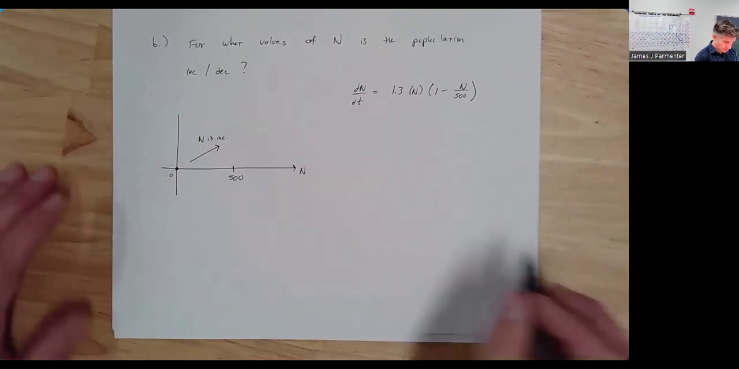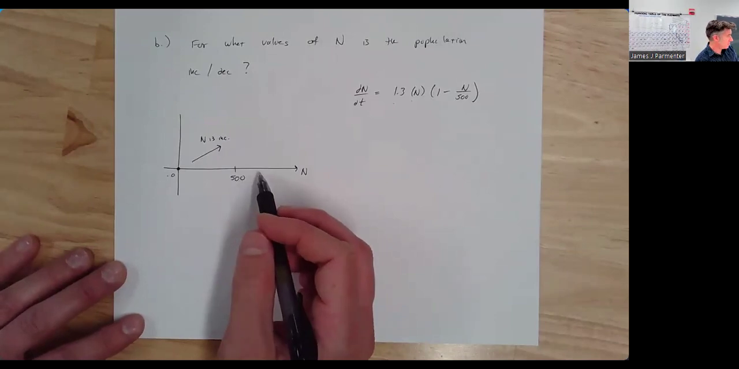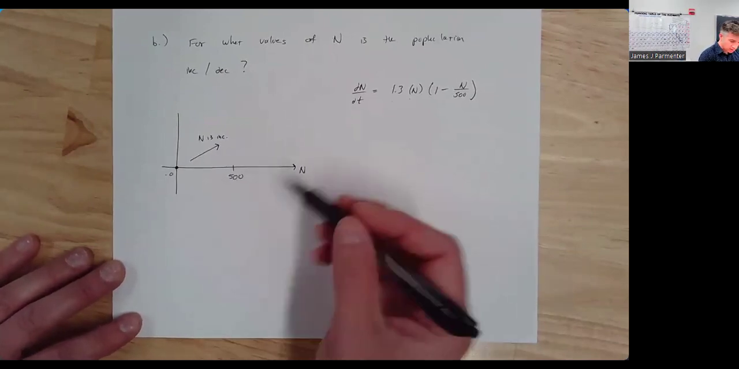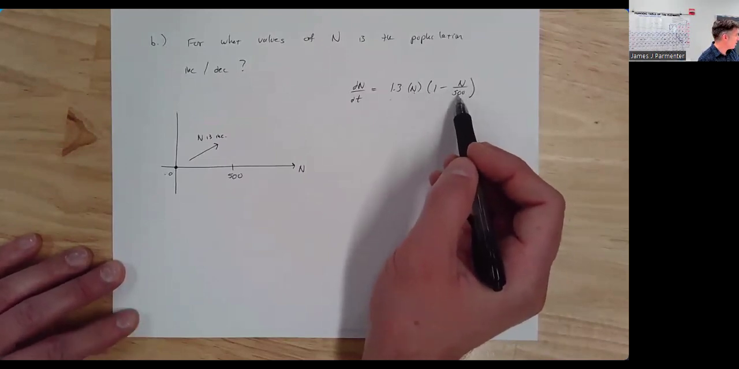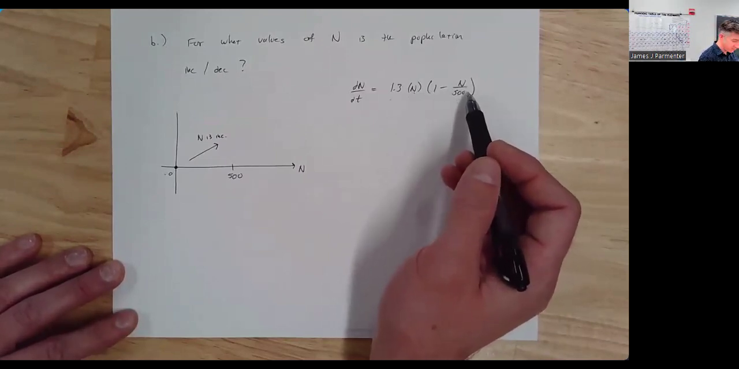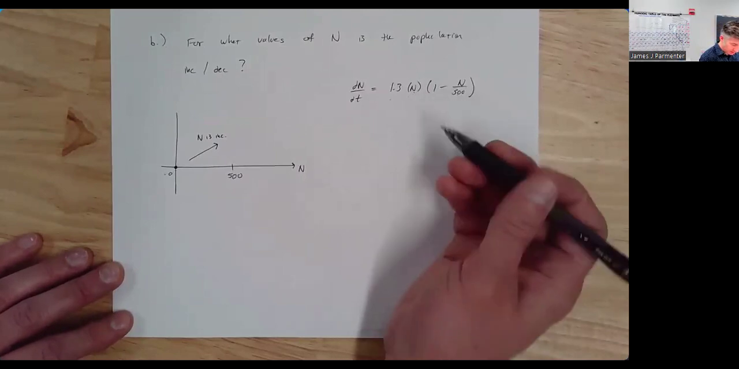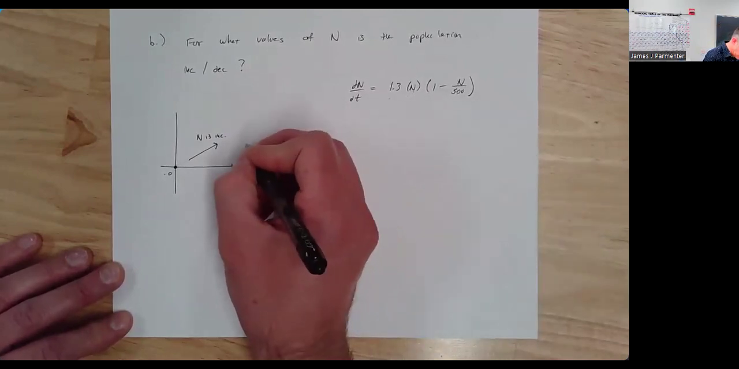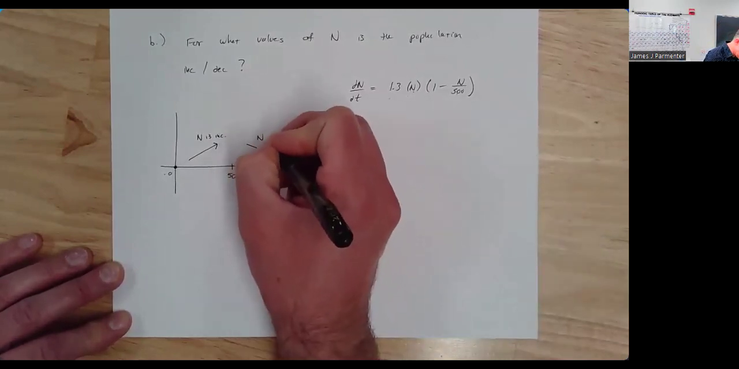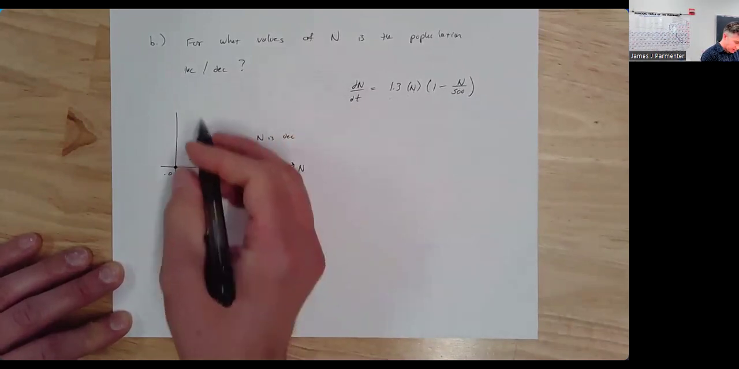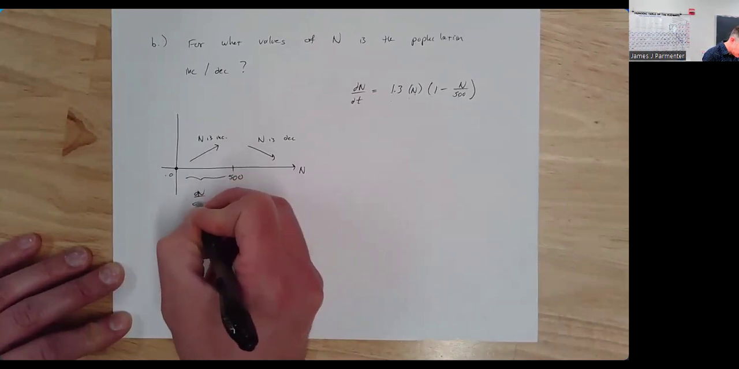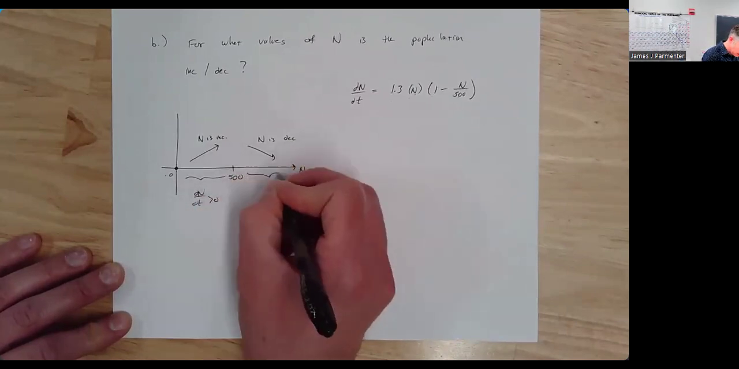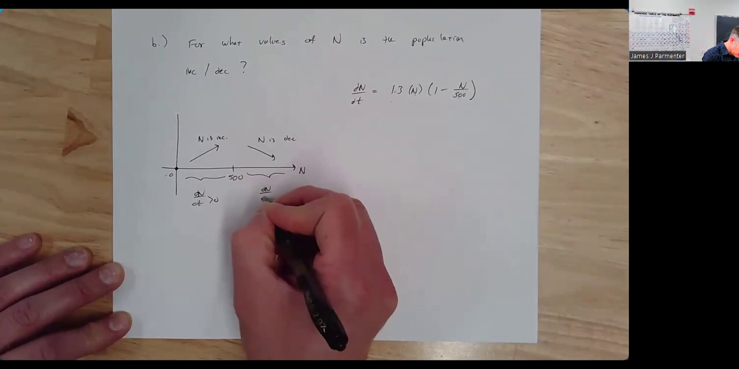On the other hand, after 500, if I pick something like 600, 1.3 times 600 is positive, but 600 over 500 is bigger than 1, and 1 minus something bigger than 1 is going to be negative. So you have a positive and a negative, which is going to be negative over here. So n is going to be decreasing. I want to point out, in this section, dn/dt is positive. In this section, dn/dt is negative.